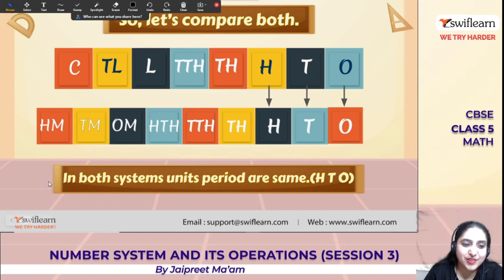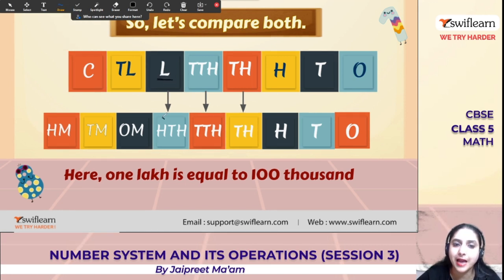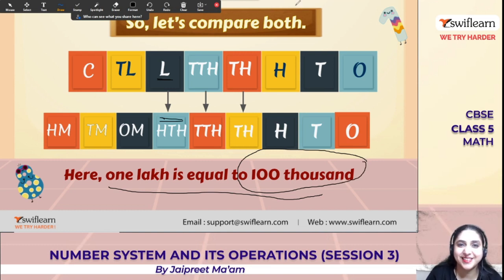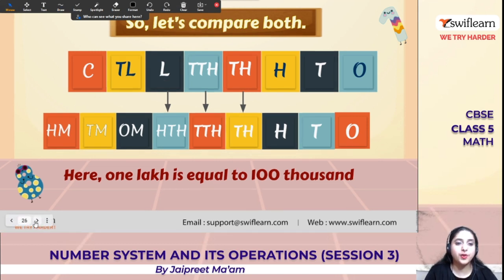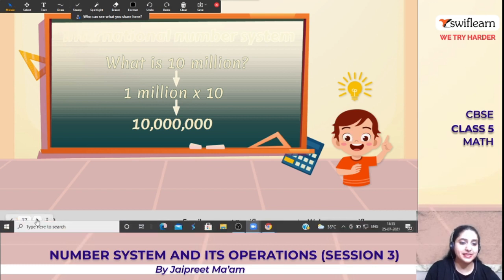Okay, so let's do some more questions. Before that, we will understand here. I have already told you that in place of lakh we have 100,000. That means 1 lakh is equal to 100,000. So 10 million, what is 10 million? 10 million is 1 million into 10. So 10 million will include 7 zeros. Okay, so let's do some exercise.